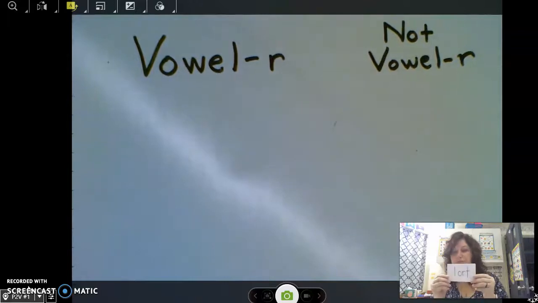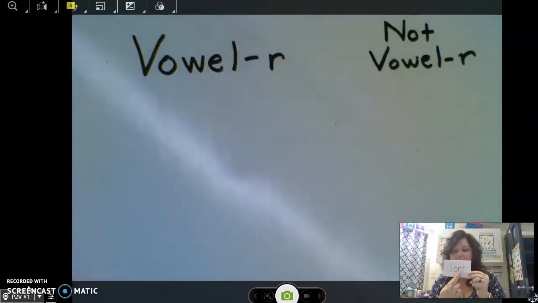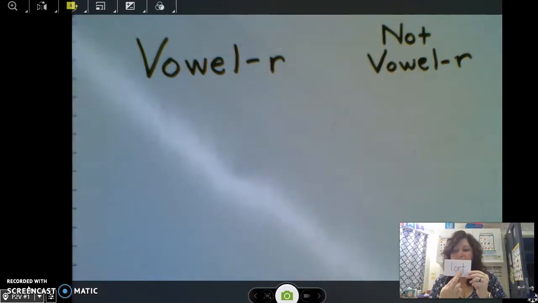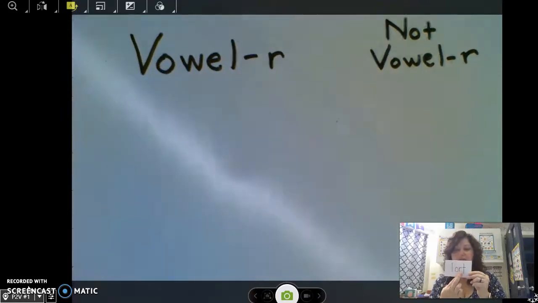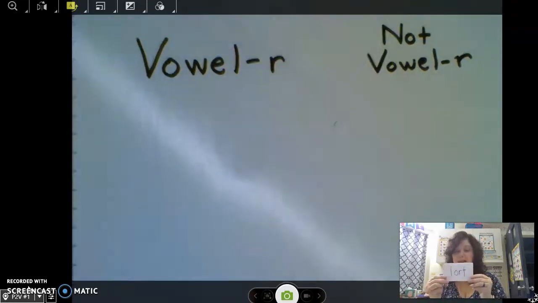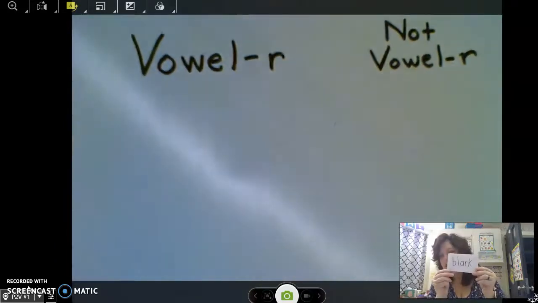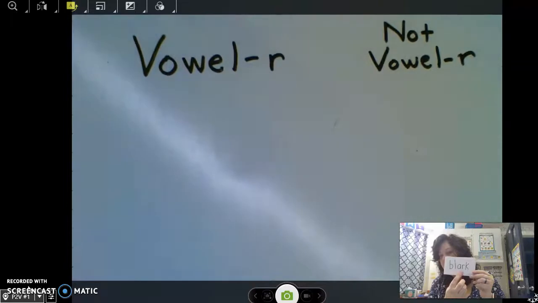Let's review. So in this word, find the vowel, and we see it's followed by an R. This is a vowel-R syllable type, and hopefully remember that when you see an O and an R together, it's going to say the vowel sound like in this word, Lord. And when we look at this one, find the vowel. It is followed by an R. Again, cross those fingers for a vowel-R syllable type. AR says R. This word is blark.